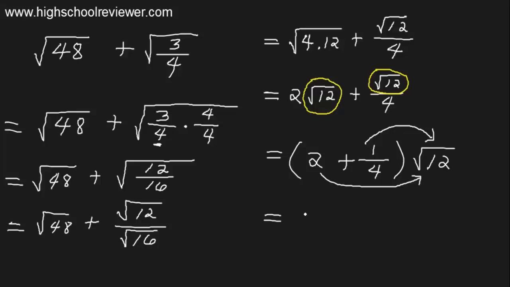So we will have here 2 plus 1/4, that is 2 and 1/4 square root of 12, or 4 times 2 is 8, plus 1, that is 9 over 4 square root of 12. So therefore 9 over 4 square root of 12 is our final answer.